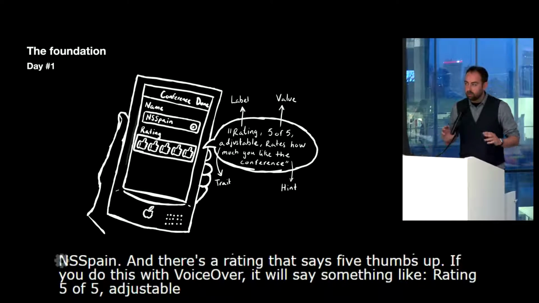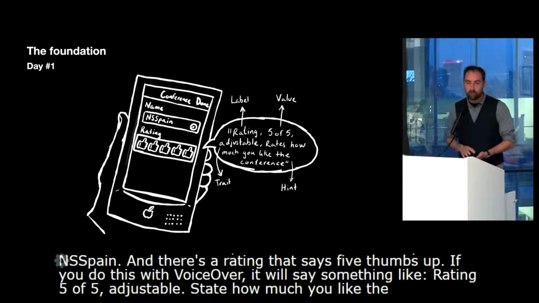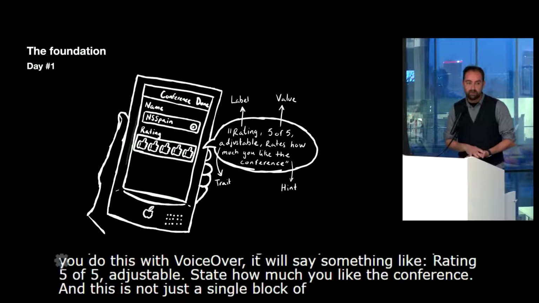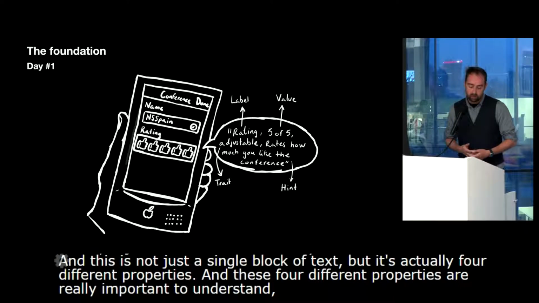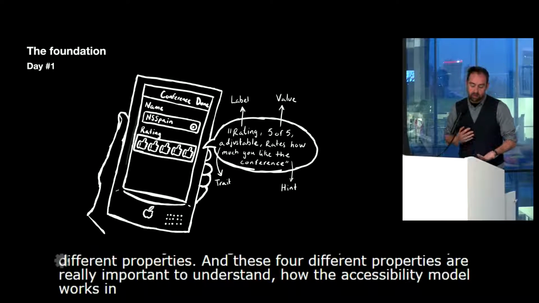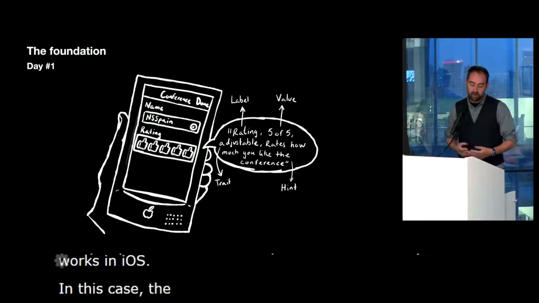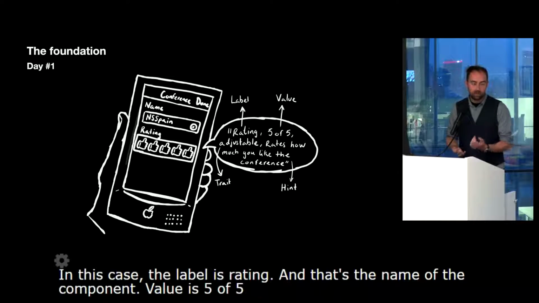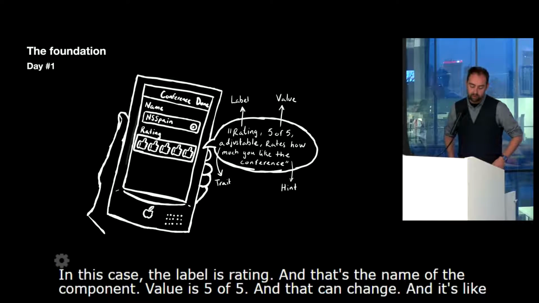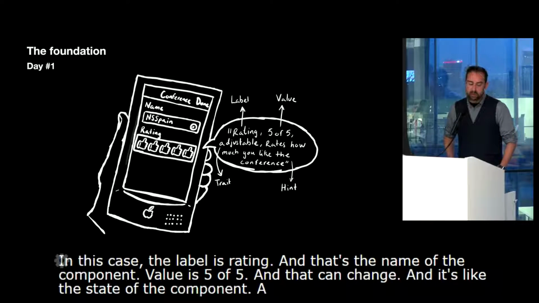And this is not just a single blob of text, but it's actually 4 different properties. And these 4 different properties are really important to understand how the accessibility model works in iOS. In this case, label is rating, and that's the name of the component. Value is 5 of 5, and that can change, and it's like the state of the component. Adjustable is what is called an accessibility trait.